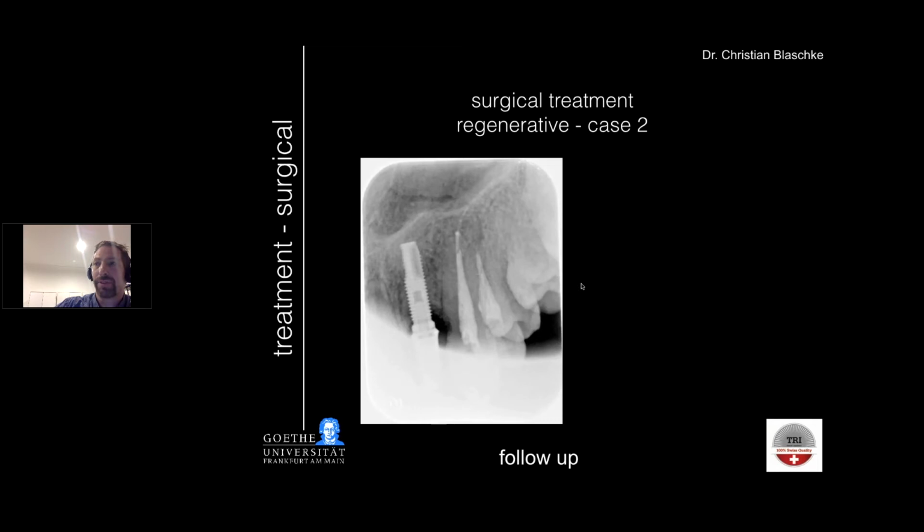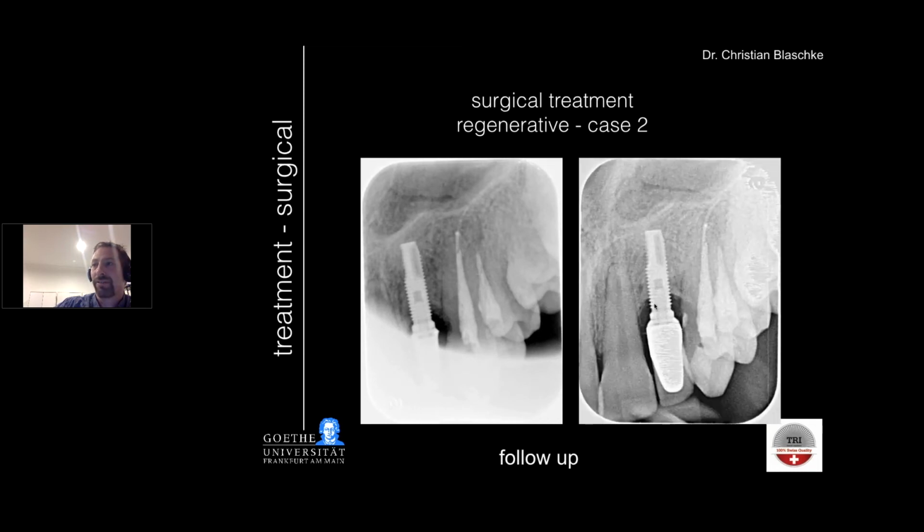Here the X-ray follow-up. This is the X-ray before, and this is the X-ray after. So the bone level is at the first thread, and here we are at the 1, 2, 3, 4th thread. And mesial, we have bone up here now, where before we were down here with the bone.